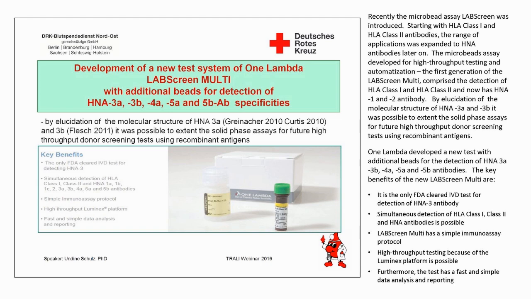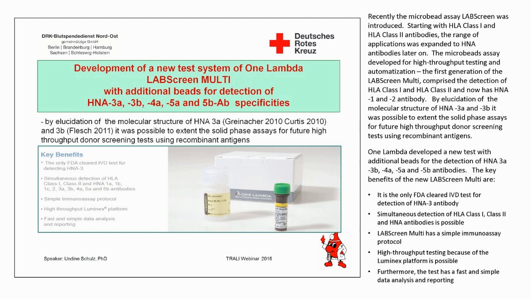The first generation of the LABScreen Multi comprised the detection of HLA class 1 and HLA class 2, as well as HNA 1 and 2 antibodies. By elucidation of the molecular structure of HNA 3A and 3B, it was possible to extend the solid phase assays for future high throughput donor screening tests using recombinant antigens. One Lambda developed a new test with additional beads for the detection of HNA 3A, 3B, 4A, 5A, and 5B antibodies.